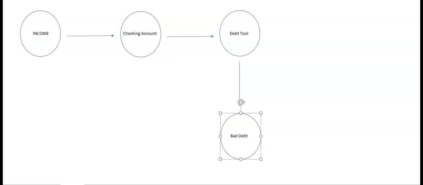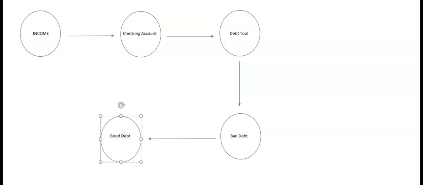Once all of that debt is paid, so I took that top model, where income was going into the debt tool and the debt tool was paying off debt, and that bottom model, where income was going into the debt tool and the debt tool was paying passive income. In order to create a flow here, once the bad debt is paid off, then that debt tool will be used for good debt. The good debt is, in my mind, basically debt that you could pay off instantly.